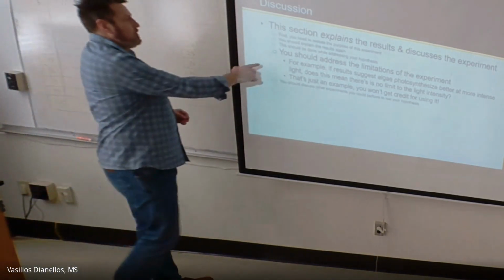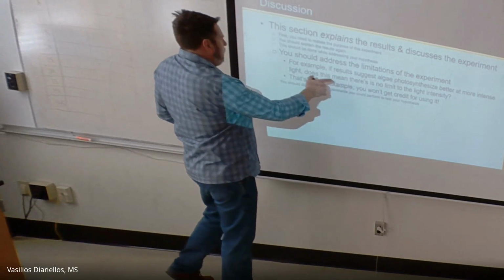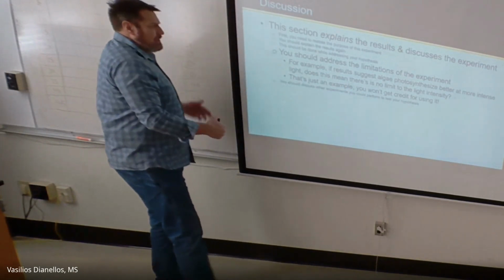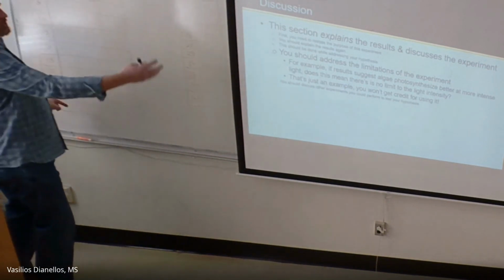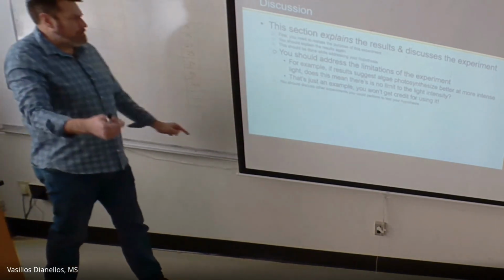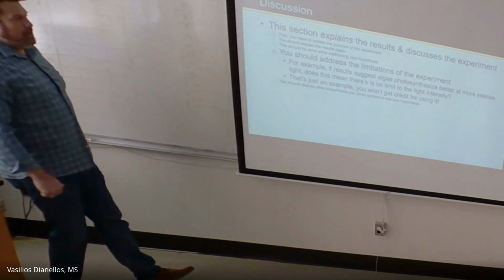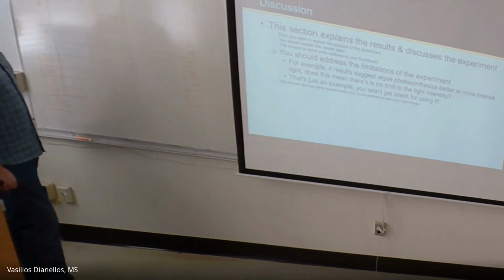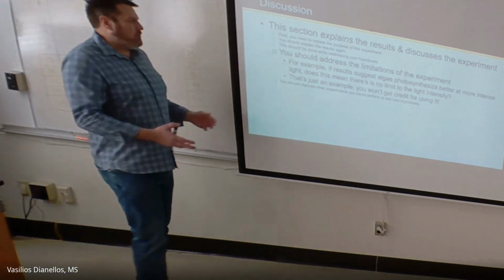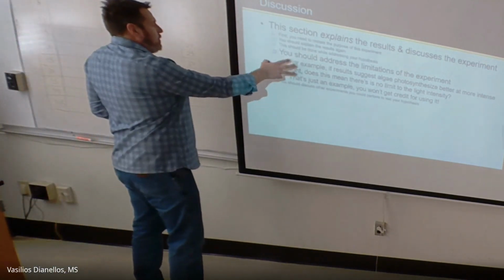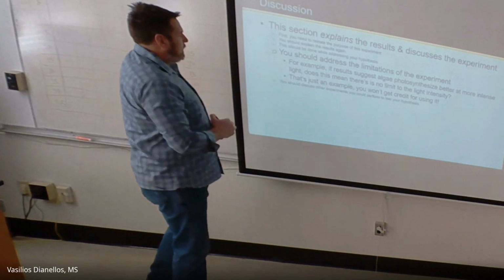For example, if the results suggest that algae photosynthesize better at a more intense light, right? Let's say you do this experiment and you find out like this one closest to the light photosynthesize the best. Does that mean that that's always going to be the case, right? If we were to do one at 5 centimeters, does that mean it would be even better? So you just write about the limitations of your, not just your experiments, but also the limitations of your results.